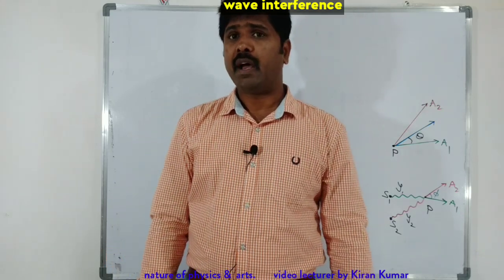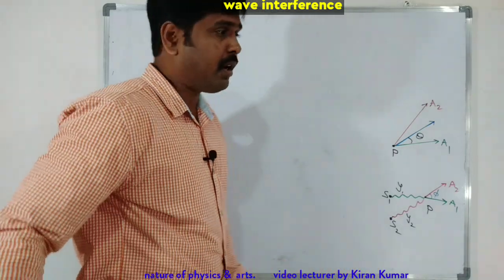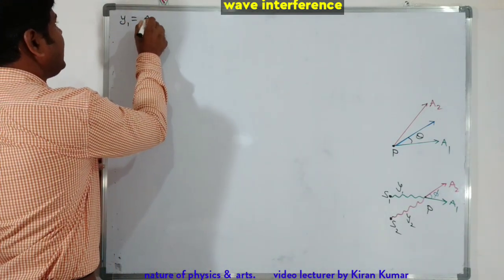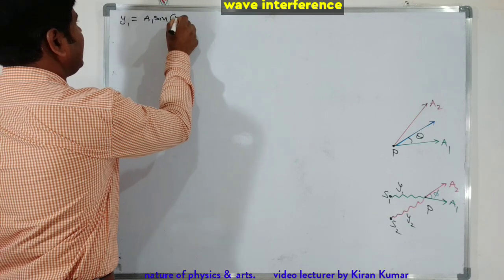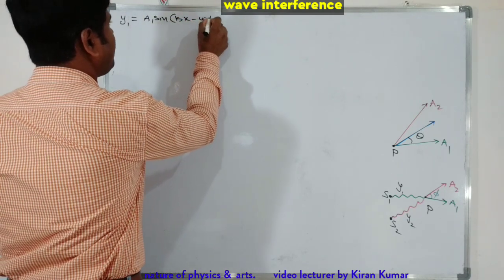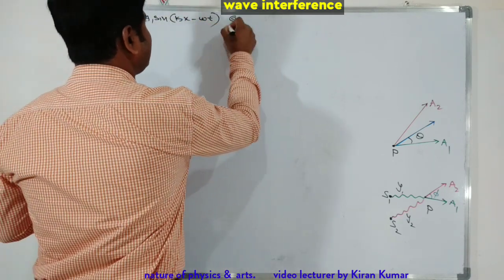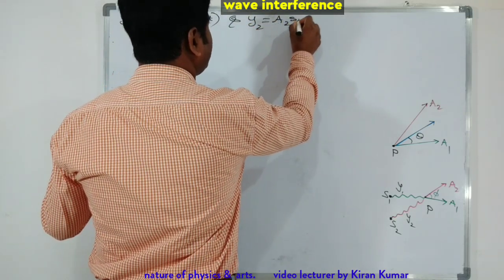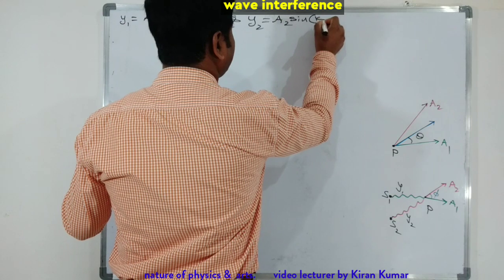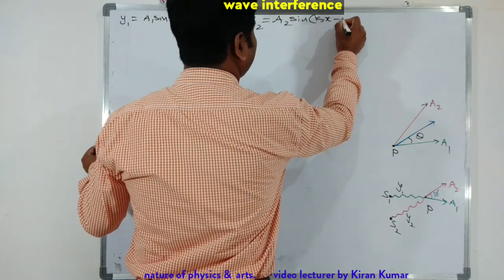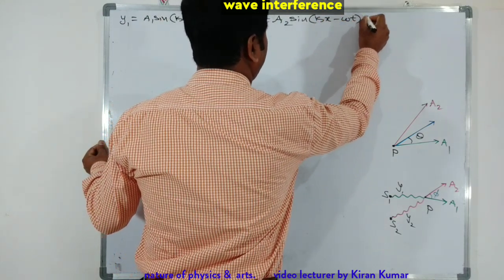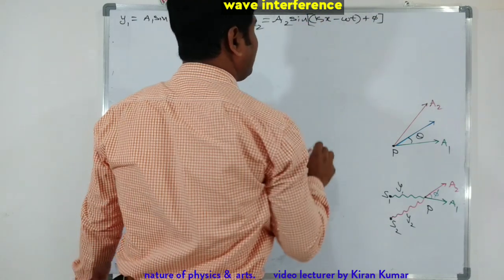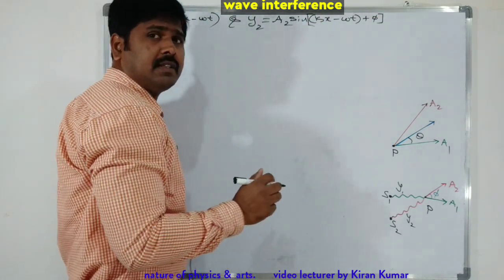That's why we will write here the first wave displacement equation A1 sine kx minus omega t, and the second wave displacement equation A2 sine kx minus omega t plus phi. Here phi is the phase difference.